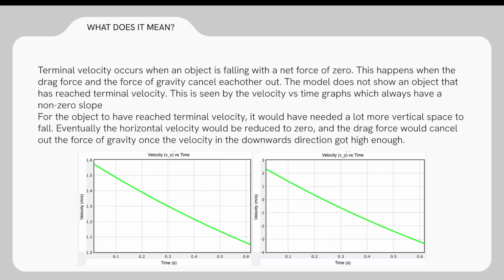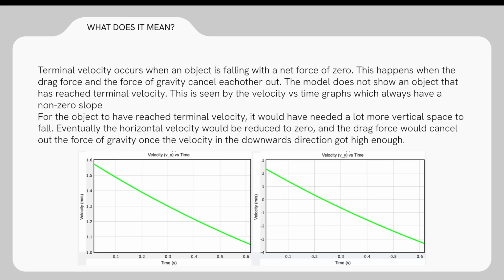Now, what does it mean? Well, terminal velocity occurs when an object is falling with a net force of 0, and this happens when the drag force and the force of gravity cancel each other out. The model does not show an object that has reached terminal velocity. This is seen by the velocity versus time graphs, which always have a non-zero slope. If we had reached terminal velocity, the velocity would be a flat line with no slope.